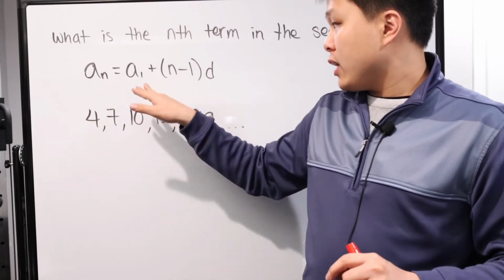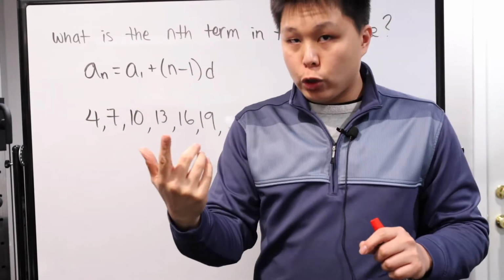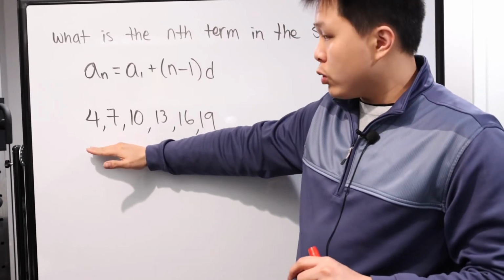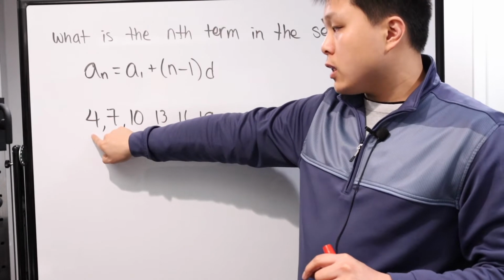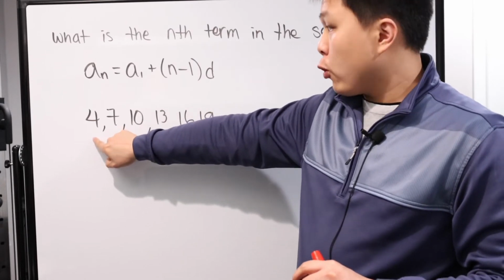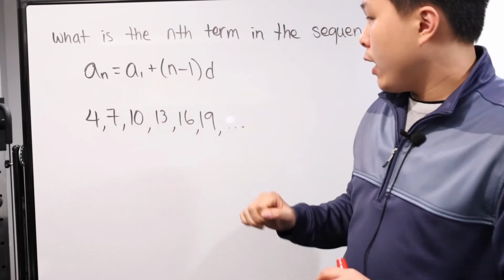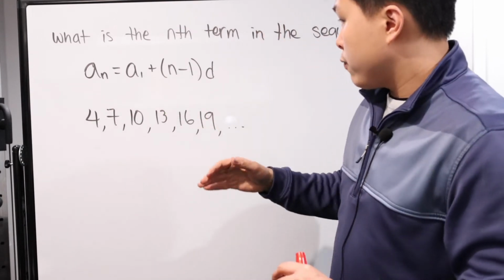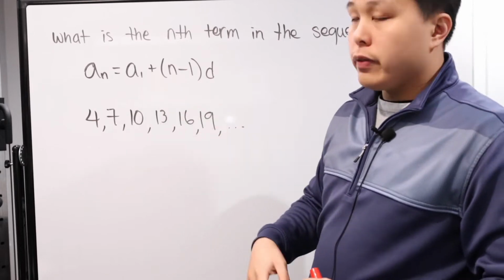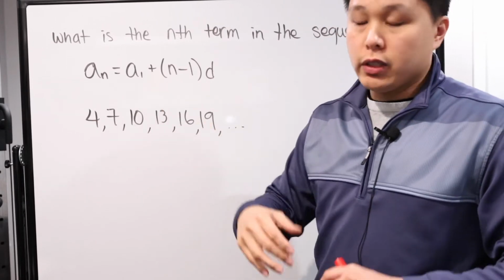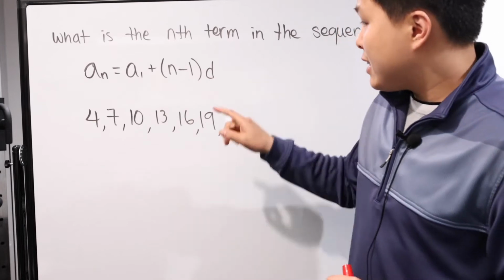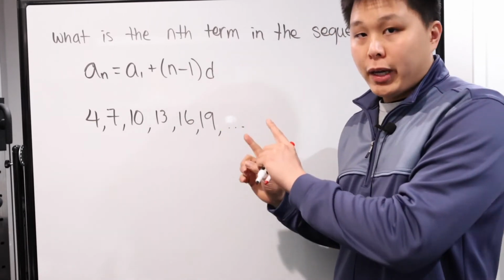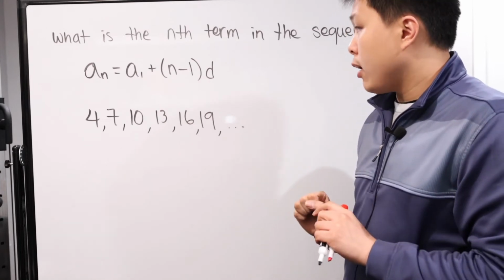A sub 1 means that we're just talking about what the first term is. So for example, if I have this particular sequence, our a sub 1, our first term, is going to be 4. So you would just plug in 4 there. Now, you have the n minus 1. Remember, n is just the term. If it was the 4th term, it's going to be 4. If it's the 10th term, this would be 10. If it's 100, this would be 100. D is the common difference. Remember, we're working with an arithmetic sequence, so there's always going to be a common difference.